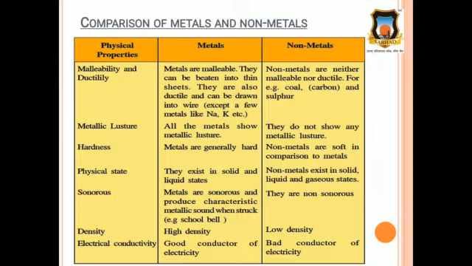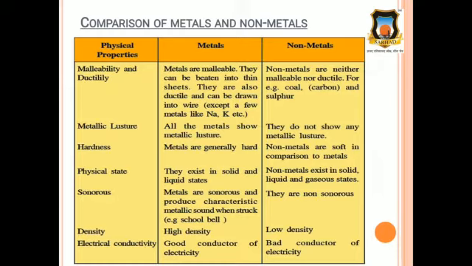Density. Metals are having high density. Non-metals are low density. What does high density mean? Mass upon volume. In standard 9th, in the first lesson only, you have studied about the term density. So metals are having high density and the non-metals are low density. Electrical conductivity. Metals can conduct electricity while non-metals cannot conduct electricity. A very common example of this is copper wires. We are using copper wires at our home for the conduction of electricity.